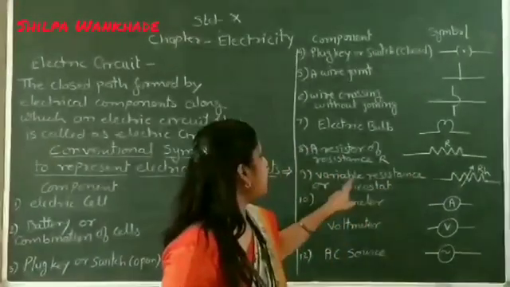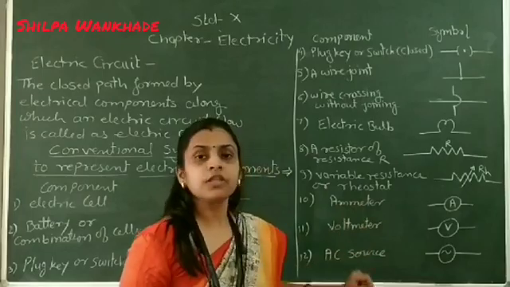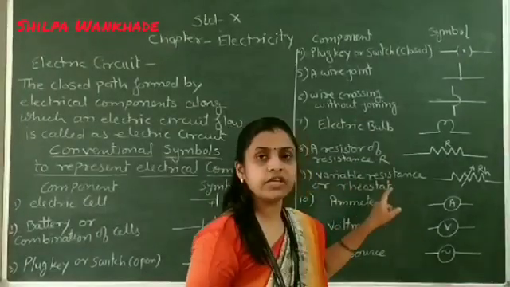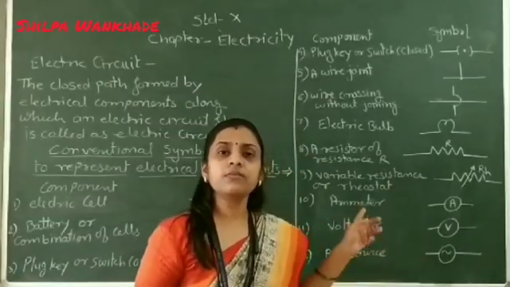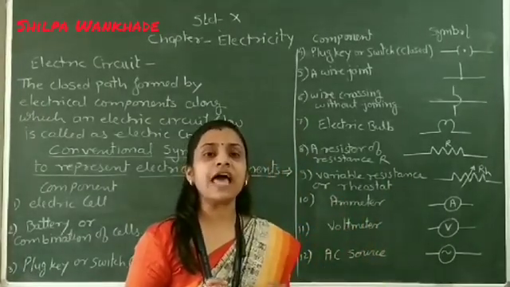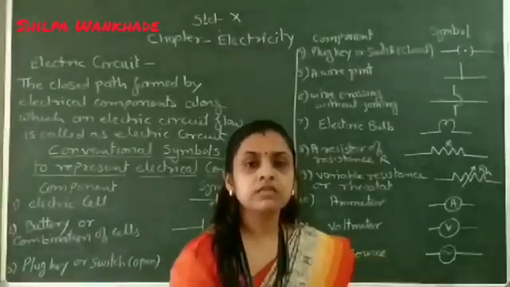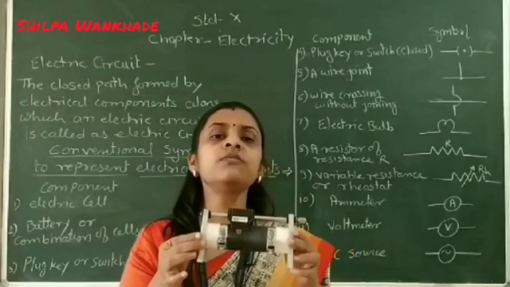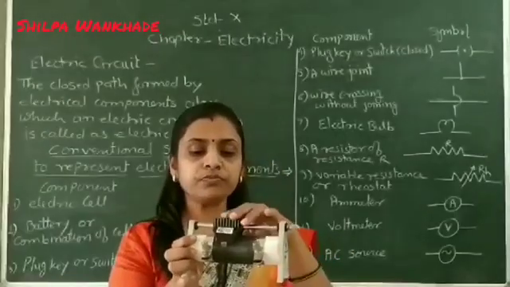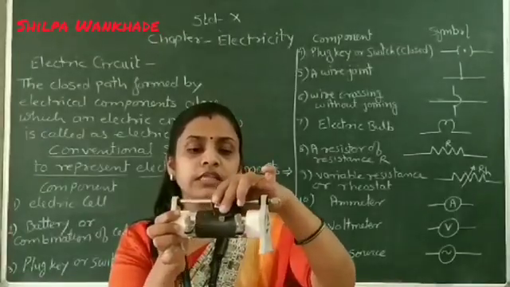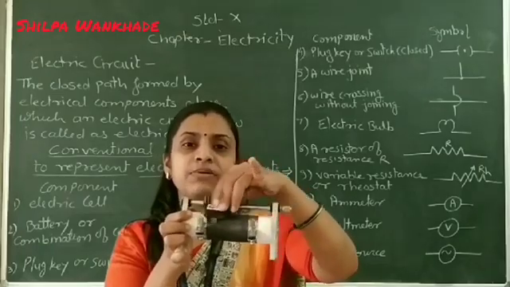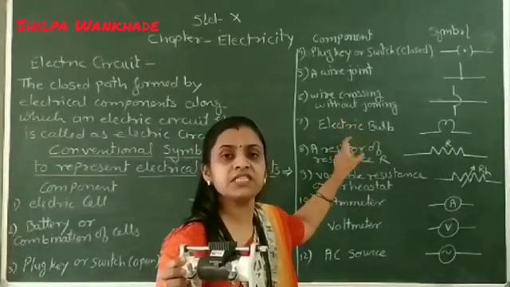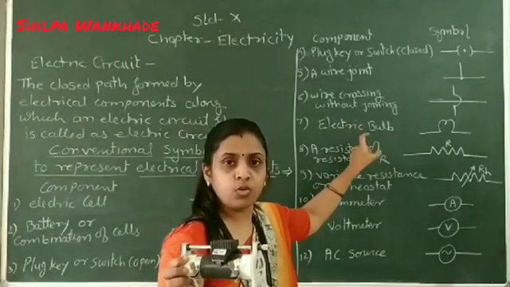Now next is the variable resistance or rheostat. What do we mean by variable resistance or rheostat? Variable means that in this component the resistance can vary. This component is called a rheostat or a variable resistance. So in this instrument, the resistance can be varied. In the other case, the resistance has a specific value: 1 ohm, 2 ohm, 3 ohm.